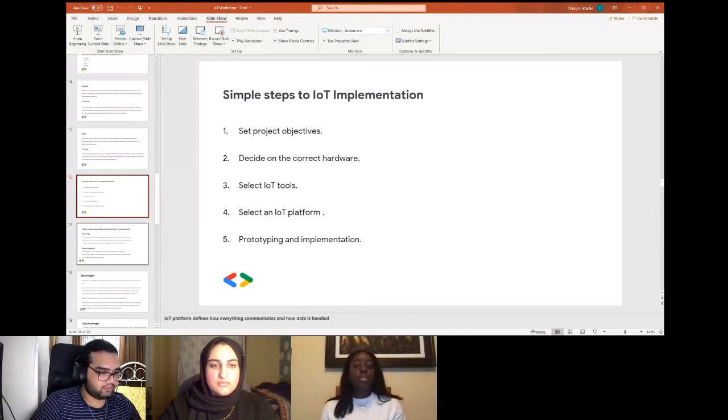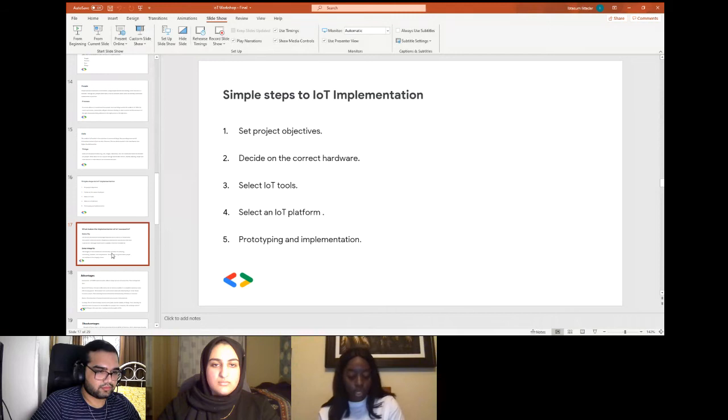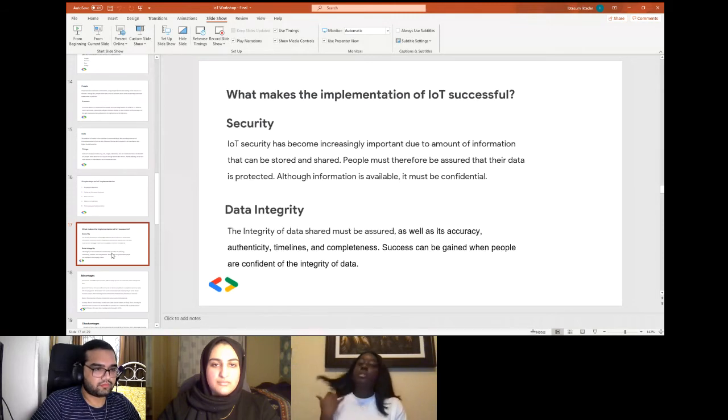The fourth step in implementation is selecting an IoT platform. An IoT platform basically defines how everything is going to communicate and how the data is going to be handled in your IoT implementation or in your IoT solution. So you need to know the software that you're going to be using in order to know how to control and centralize the data, or centralize your IoT network.